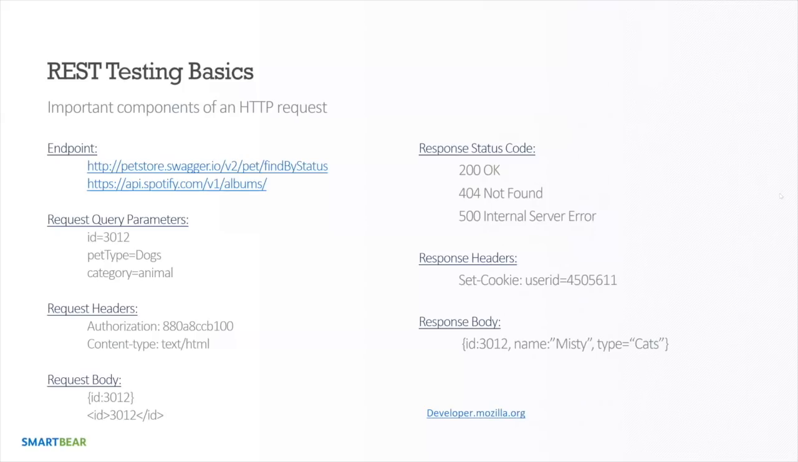So it's really important to be able to break down each individual part, know what your API expects, and then build your request based on that, and then be able to test your response based on what you expect to get out of the API.